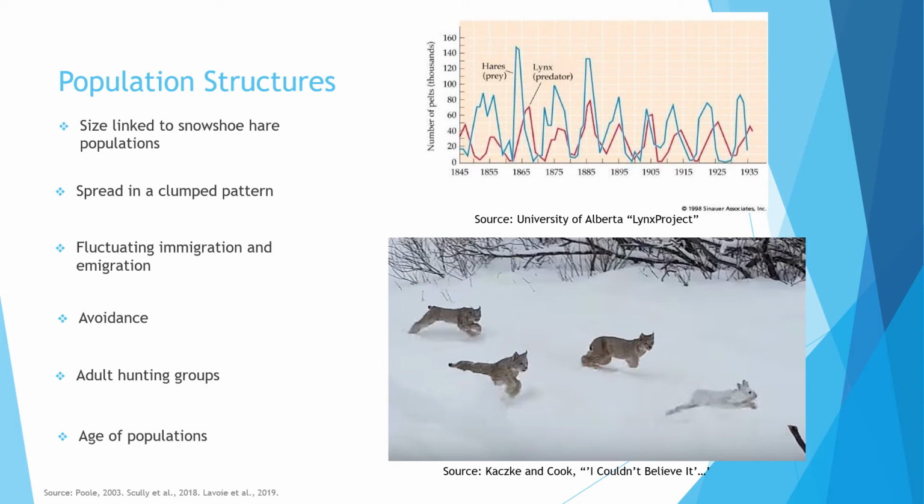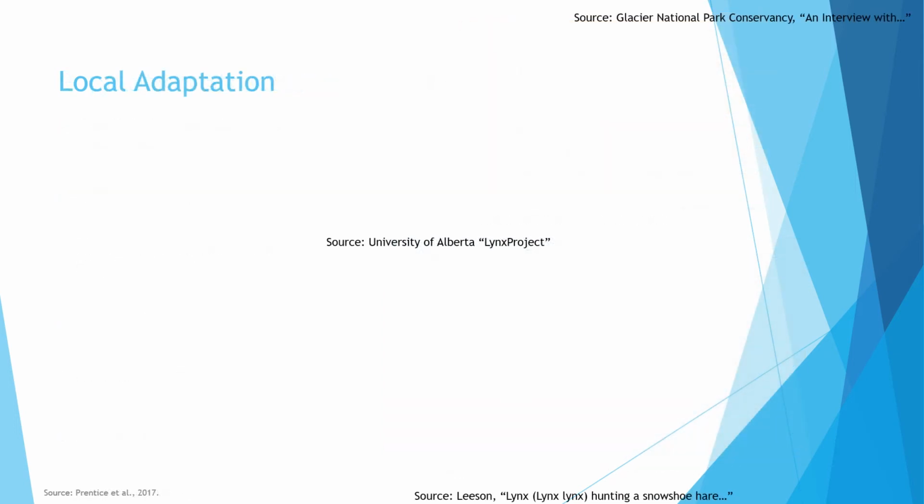Unfortunately, no studies have been conducted about the age populations of the Canadian lynx. Next, we will discuss local adaptations that the Canadian lynx has evolved. The Canadian lynx has evolved several adaptations to its cold weather climate. The first being large, padded, furry paws that act as snowshoes. The second being a thick winter coat to keep them warm.